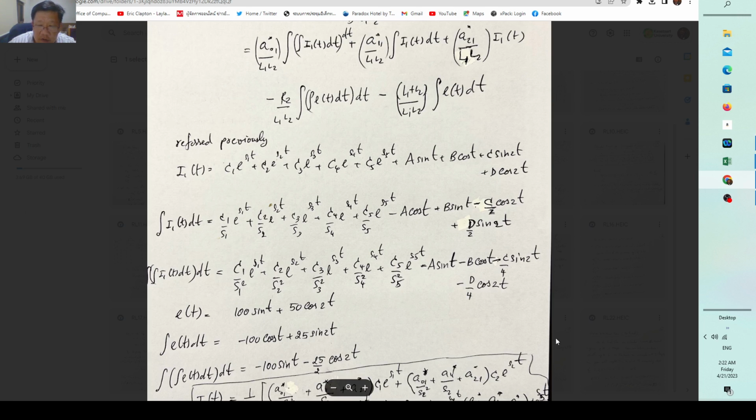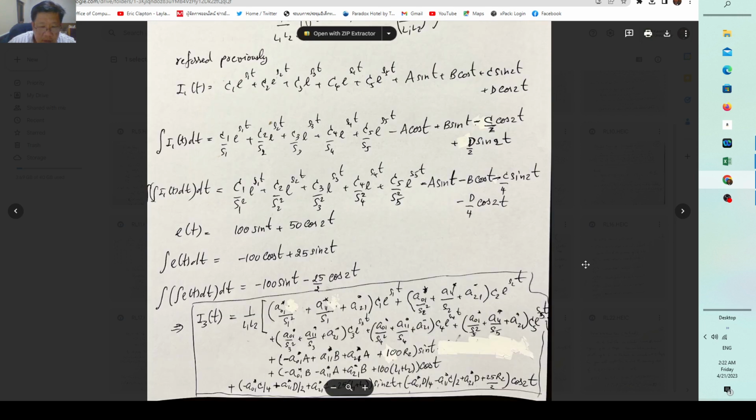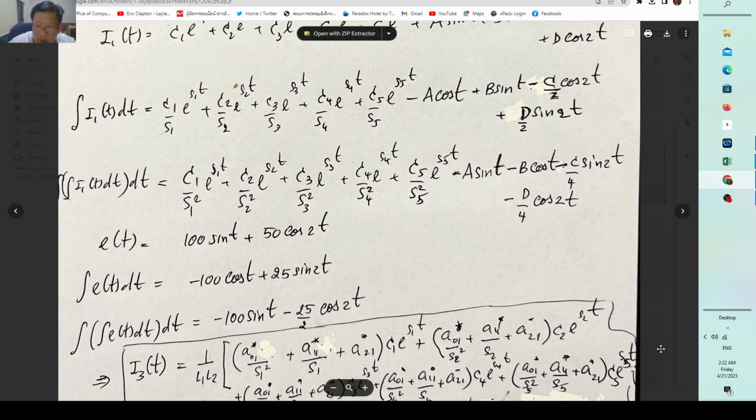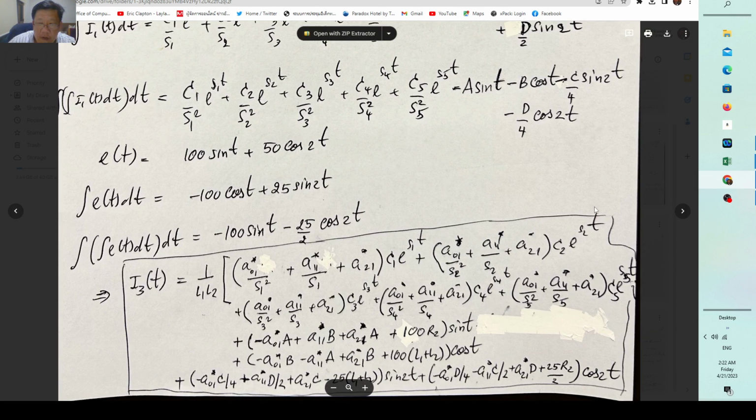So once you know this, I already arranged this for you. The form is going to be the same: C sub 1, E to the S sub 1 t, C sub 2, C sub 3, C sub 4, up to E to the S sub 5 t. And then some additional terms multiplied by sin t, and additional terms multiplied by cos 2t and sin 2t. The term is longer, you need to rearrange more, but it is not that difficult.